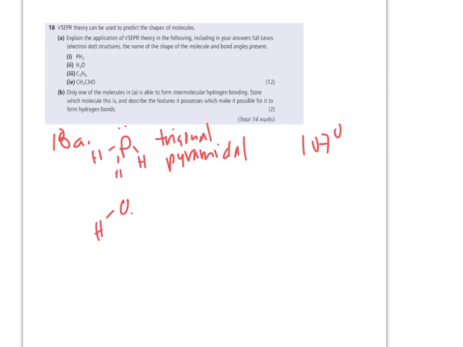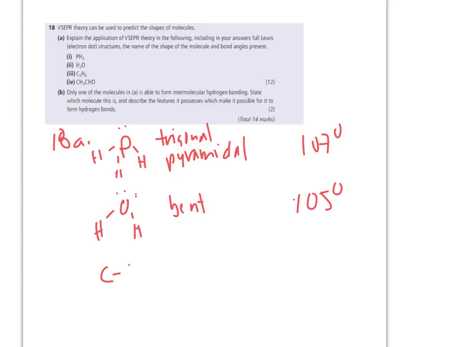H2O is going to be bent. It too has a tetrahedral electron domain, but because there's two lone pair, I would expect the bond angle to be around 105.